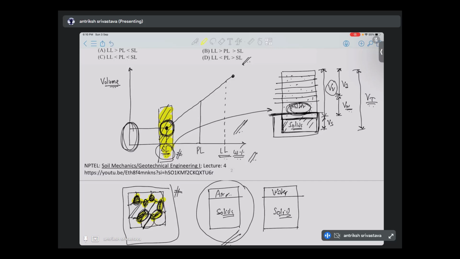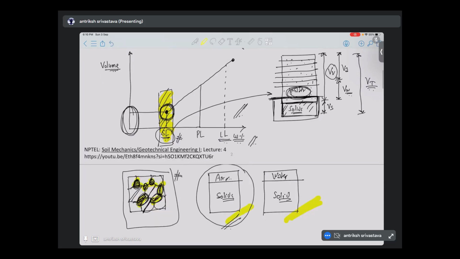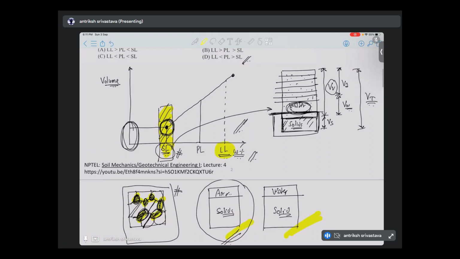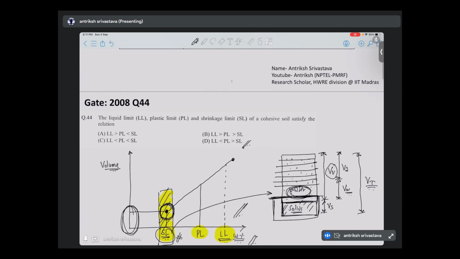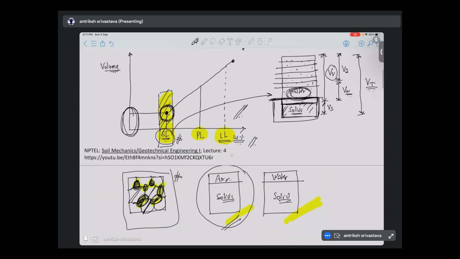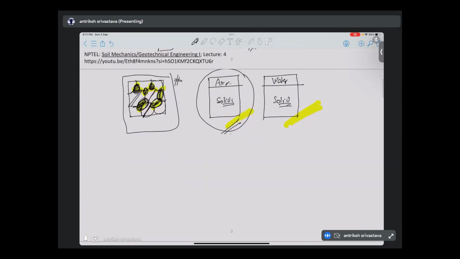So just remember that we have this three-phase diagram, and I think it is fairly obvious that liquid limit, plastic limit, and shrinkage limit follow this kind of trend. Someone already answered this. The answer will be B. Liquid limit is bigger than plastic limit, which is bigger than shrinkage limit. Okay. Also, some more things. I hate remembering formulas, guys, but actually we have to remember some of the formulas.